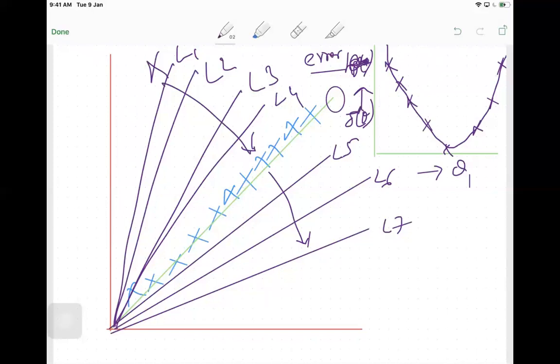And in this particular error curve, there will be a point where the error is either completely minimum or close to 0. You call this particular point the global minimum.